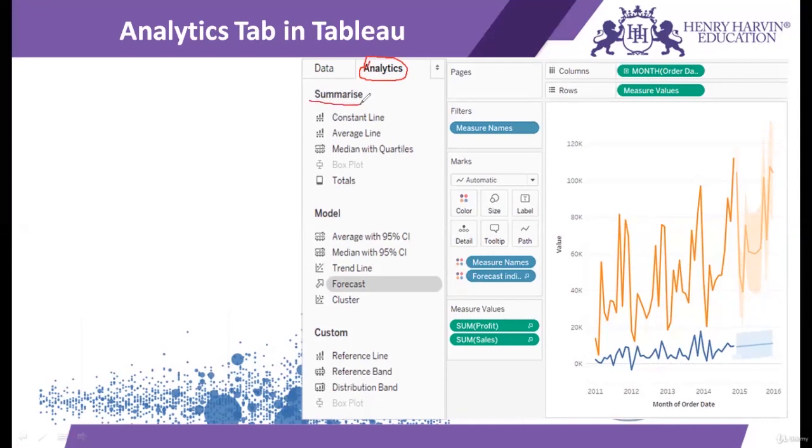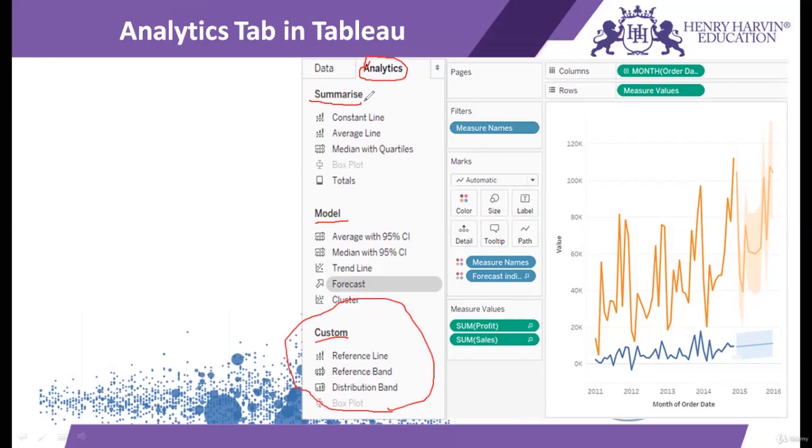One is the functions which summarize your data. Second, you get the various models to apply to your data, and then you get some custom functions. These custom functions of reference line, reference band, and distribution band and box plot are the ones which we had discussed in the videos of reference lines. So if you have to go through these functions, you'll have to go through the reference lines video which I have made.